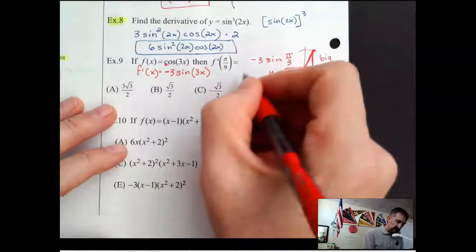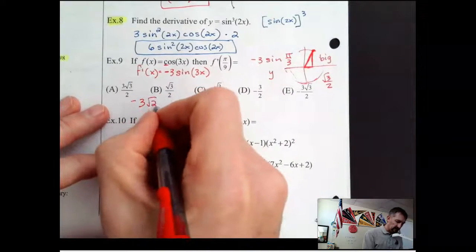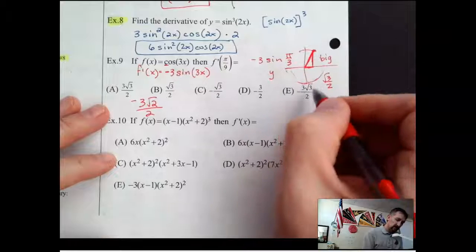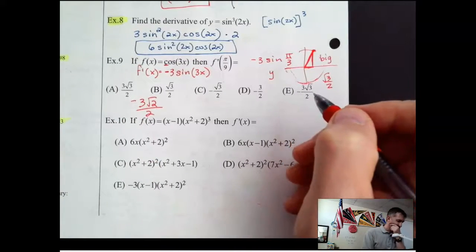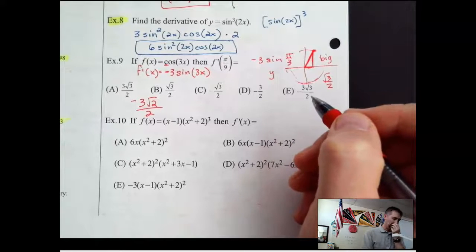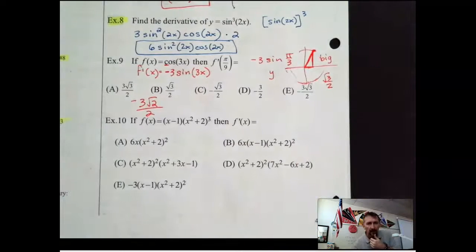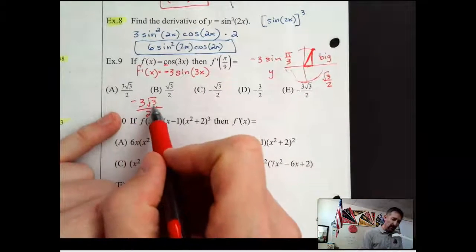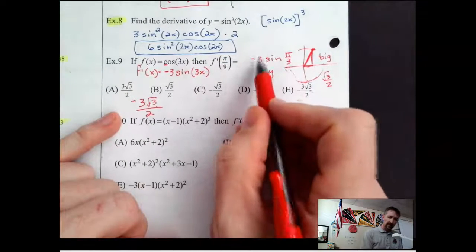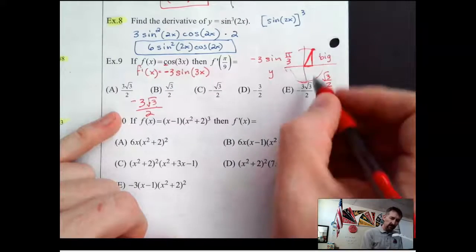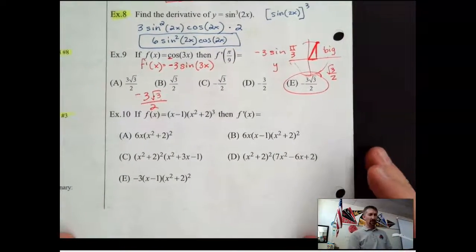So that's going to be negative 3 root 3 over 2. The big number is root 3 over 2 times negative 3. Negative 3 times root 3 over 2. That would be that. Just like we were saying there a moment ago.